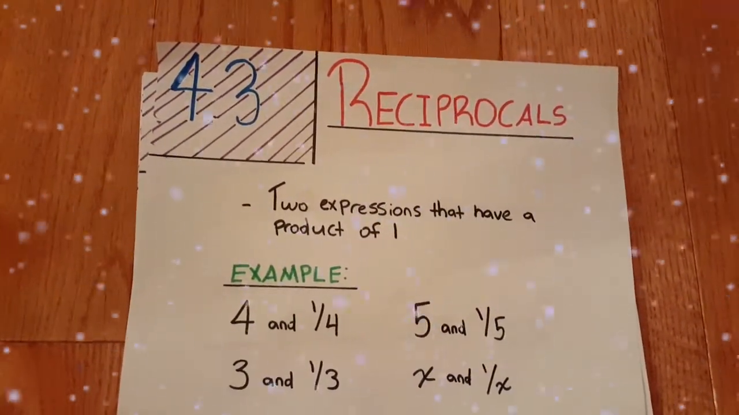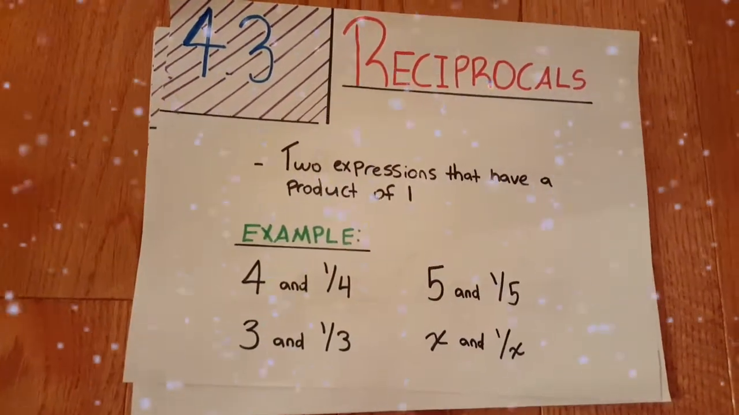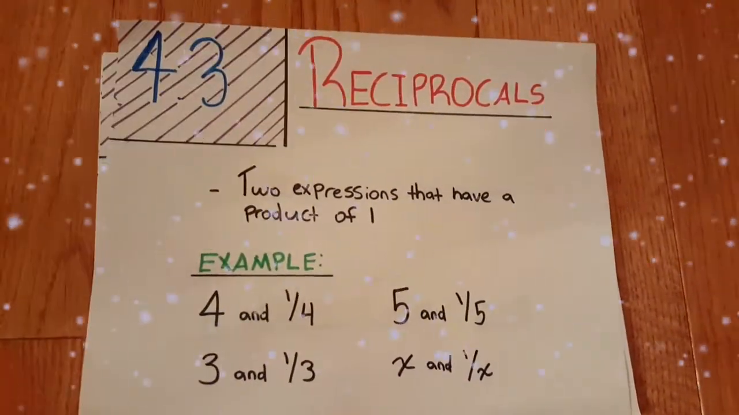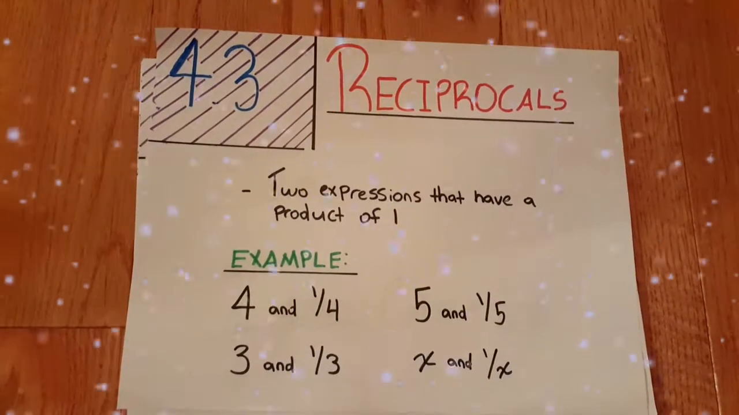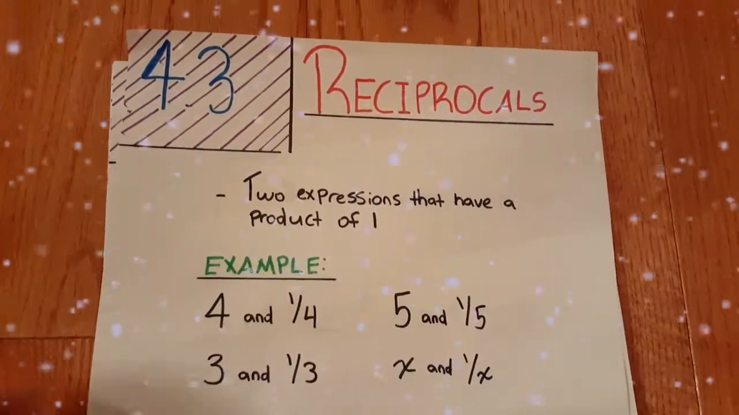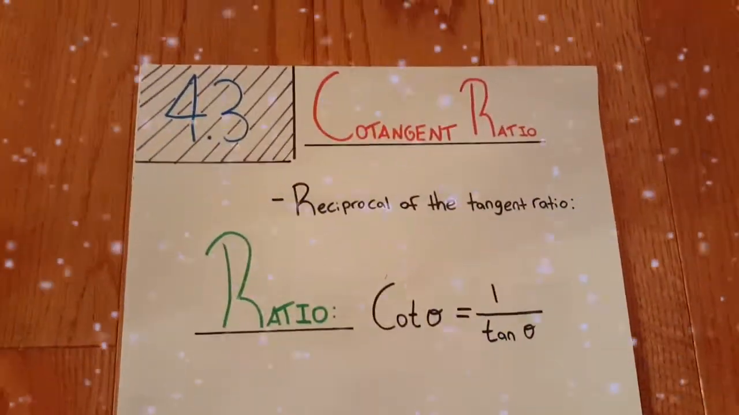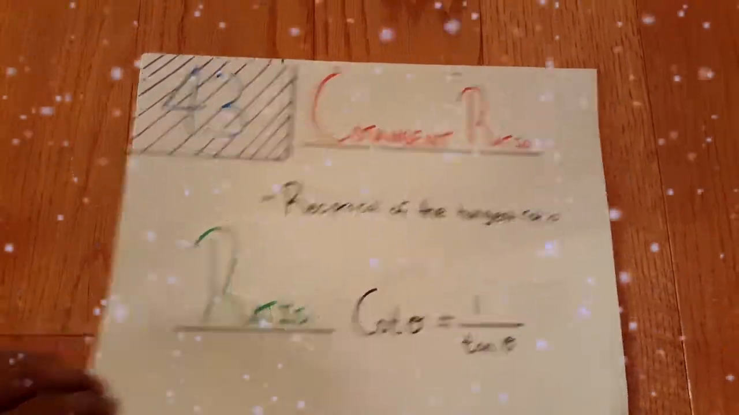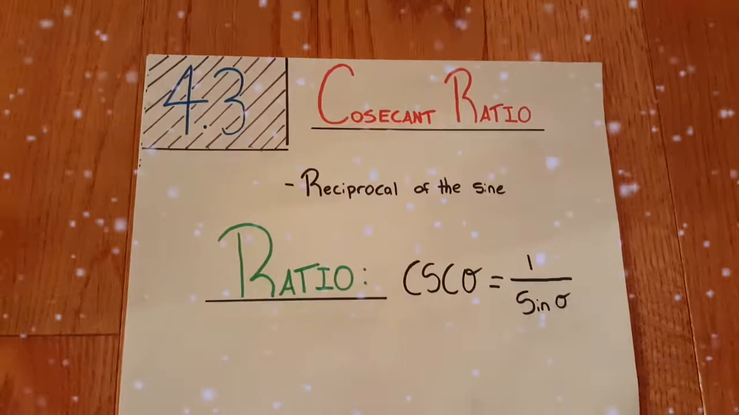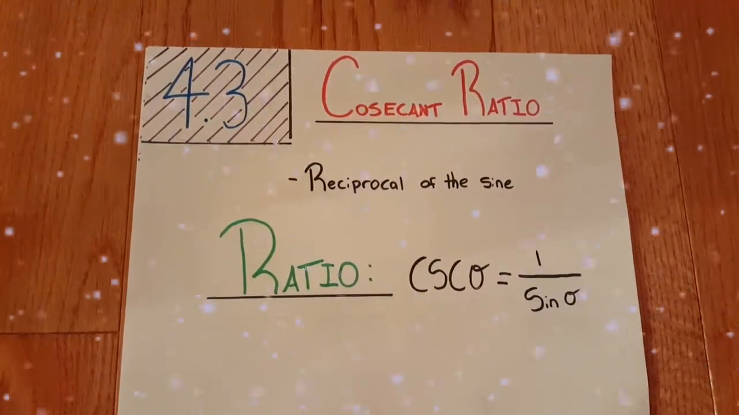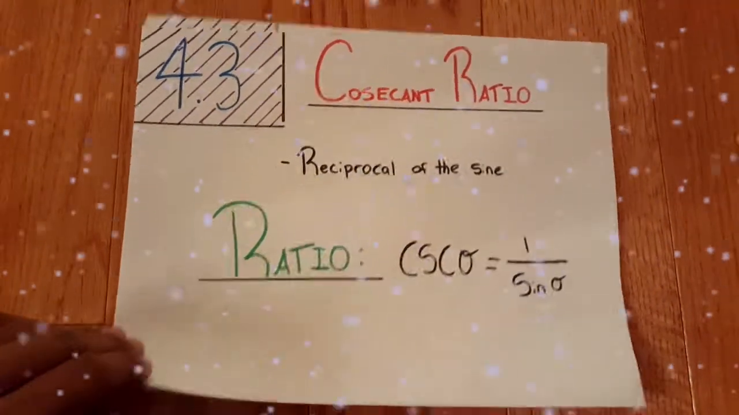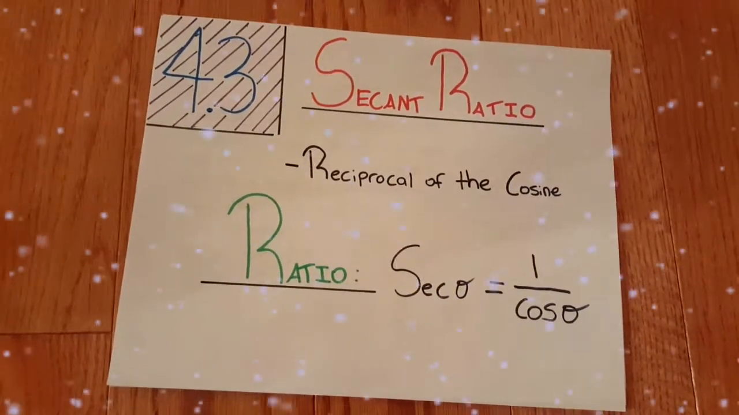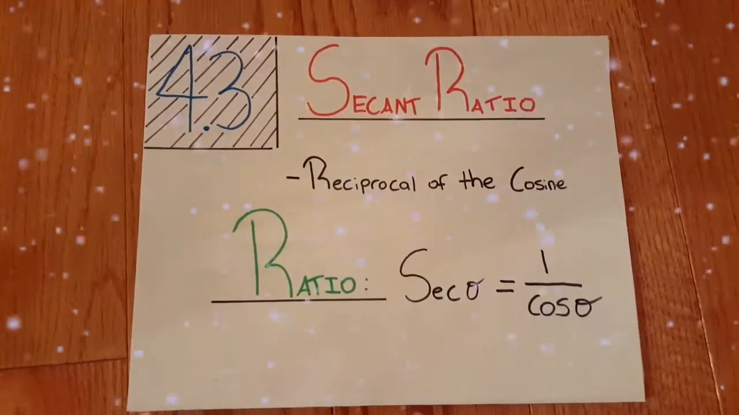Reciprocals are two expressions that have a product of 1. As you can see in the examples, 4 and 1 over 4, 5 and 1 over 5, 3 and 1 over 3, x and 1 over x. Cotangent ratio: reciprocal of the tangent ratio. Cosecant ratio: reciprocal of the sine. Secant ratio: reciprocal of the cosine.